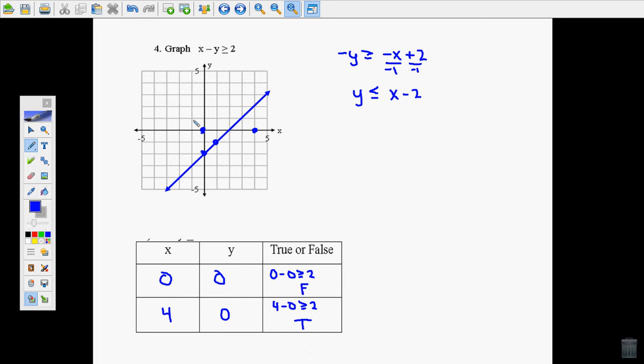Okay, so 0, 0 was false. 4, 0 was true. So now shade in the side that's true. Okay, so you should have shaded in this side over here. And so that's what your graph should look like for number 4.